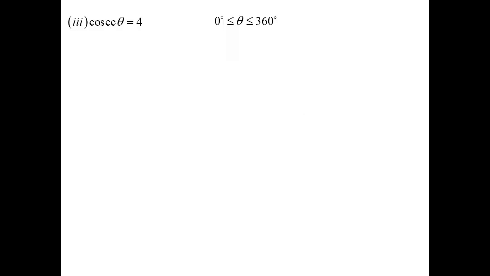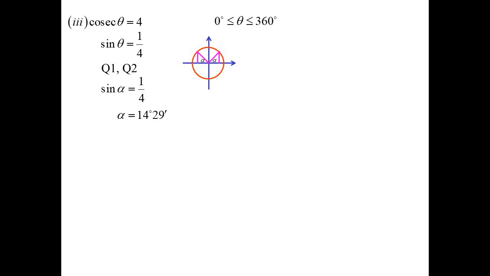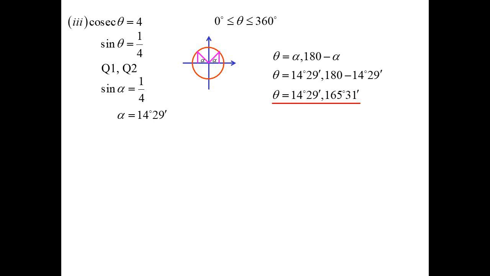Cosec theta equals 4. Well, we don't have a cosec button on the calculator, so the first thing to do is to change it into something we can do. Turn it upside down, sine theta is a quarter. We're talking first or second quadrant this time. Acute angle 14 degrees 29, and putting that all together, there's our two answers.